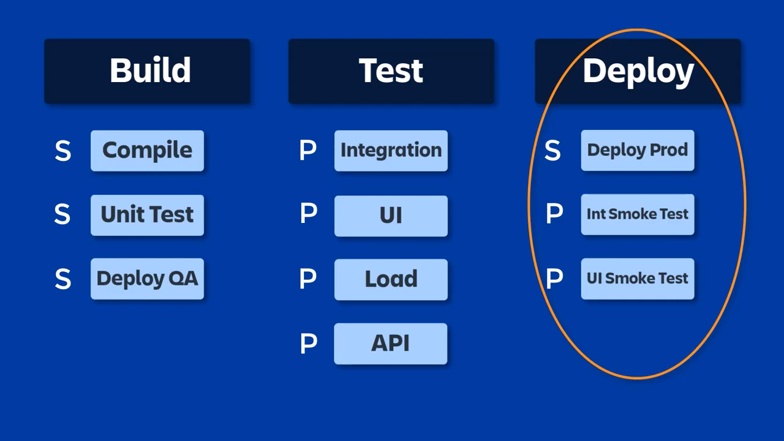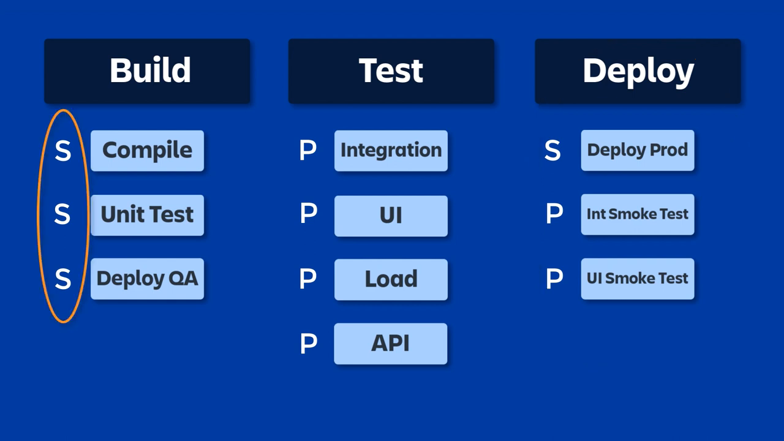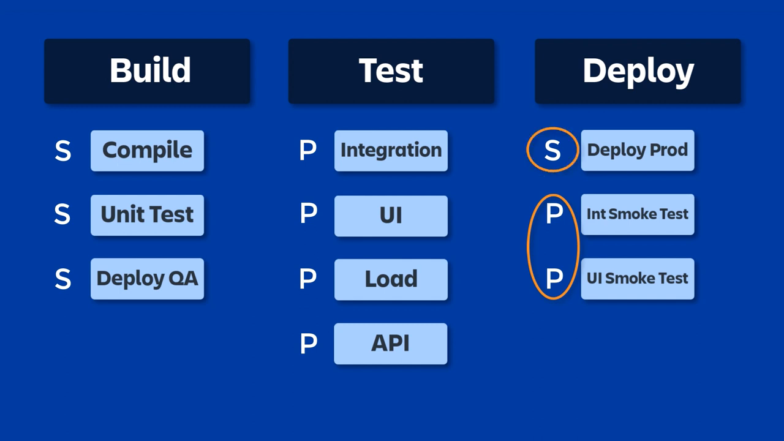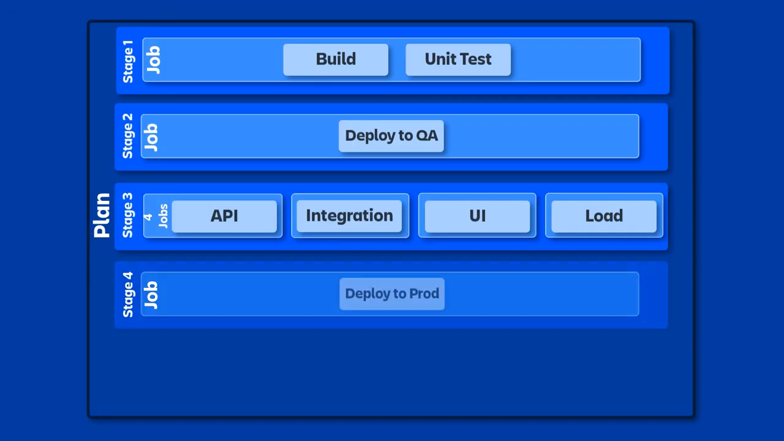Our third set of tasks, deploy, is different than what we've seen so far. Our first set of tasks were all sequential. Our second set was all parallel tasks. The deploy set is a combination of parallel and sequential tasks. Since deploy prod is the only sequential task, it will be in a job by itself, and the job will be in stage four by itself.